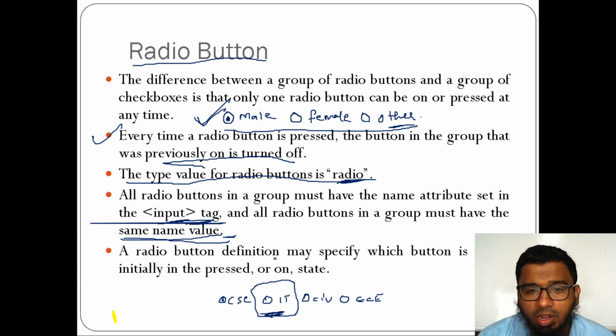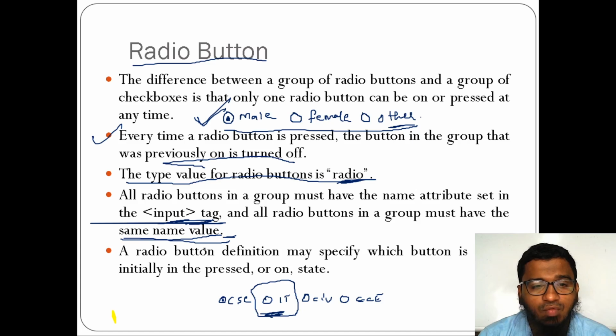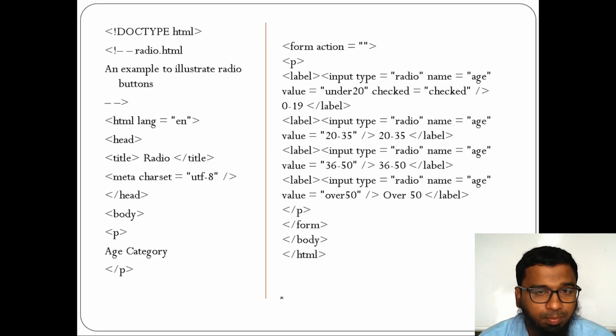The radio button definition may specify which button is initially in the pressed or on state. As I told you, here initially it is selecting milk. In the same way, here also you can select which button should be on initially. So this is the code for a radio button.